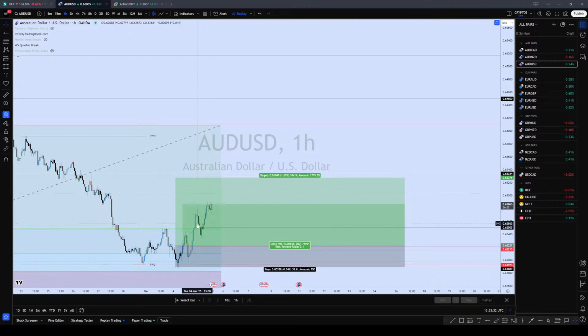So I didn't get any trade on this, to be honest. I didn't get any trade. I still have the one that I took yesterday, and that's it.